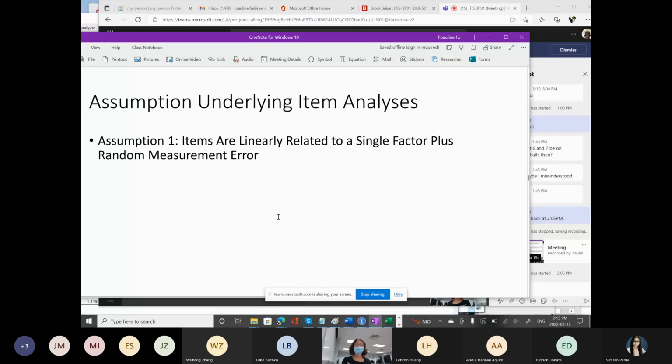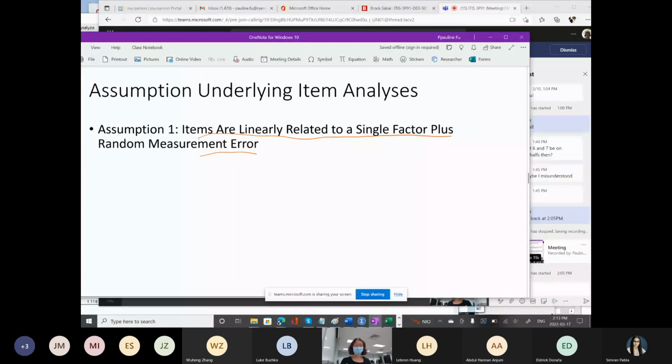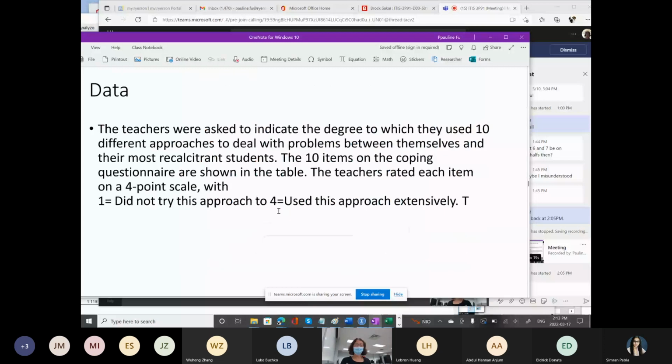There is only one assumption under item analysis. So items are related to a single factor plus an error. That is the assumption. Now let's look at the data.